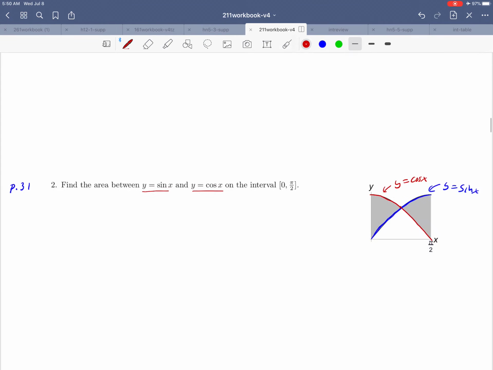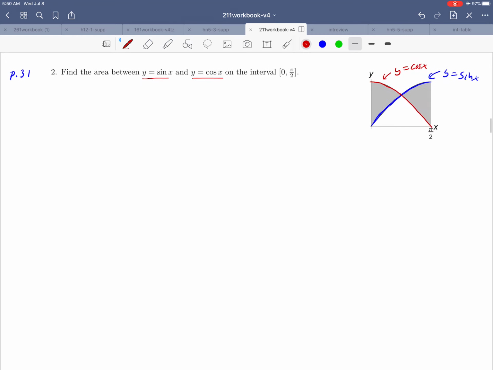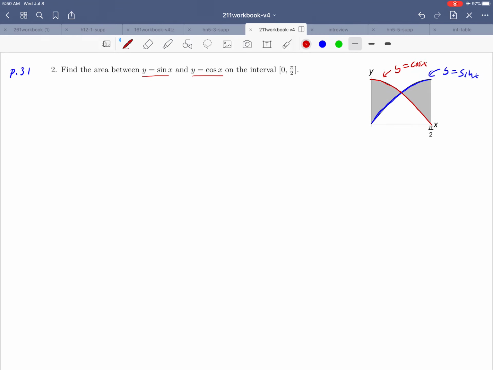Well, if you look at the picture, notice that there's a bit of a difficulty here then. Which curve is on the top and which curve is on the bottom in our case? Well, it depends on which part of the region you're looking at. If you're over here on the left-hand side, the cosine curve is the one that's on the top. But if you look over here on the right-hand side, the cosine curve is the one that's on the bottom. So what do we do in a situation like that?